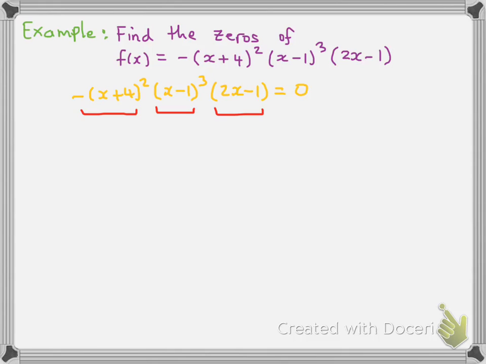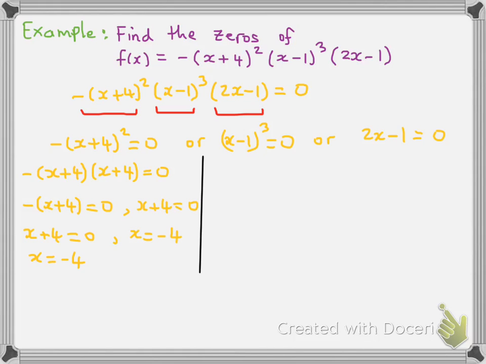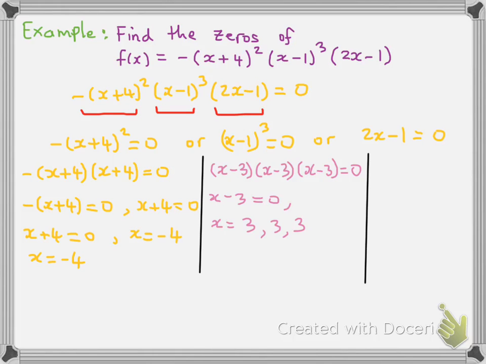Since the left side is already factored, that means that each factor you can set to 0. Negative x plus 4 squared is 0, or x minus 1 cubed is 0, or 2x minus 1 is 0. And if we solve each of those equations, for the first one there, you will find that x equals negative 4 twice. For the second one, x equals 1, 3 times. And for the last one, x equals 1/2.